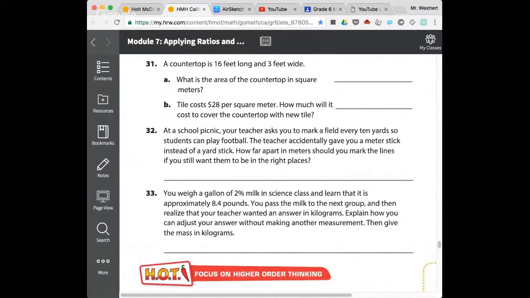Let's try 33, okay? You weigh a gallon of 2% milk in science class, and you learn that it is approximately 8.4 pounds. Okay, so just so I remember, and I know this is kind of silly, but it just helps me remember, I'm going to put an M for milk.